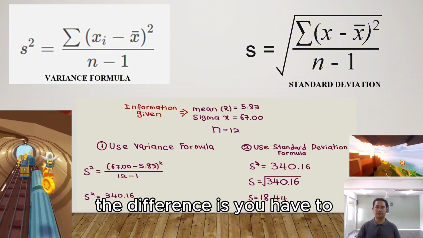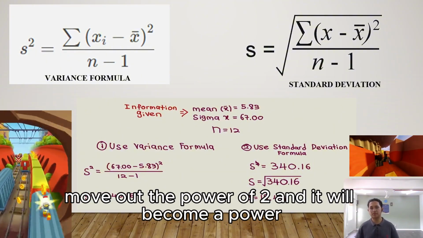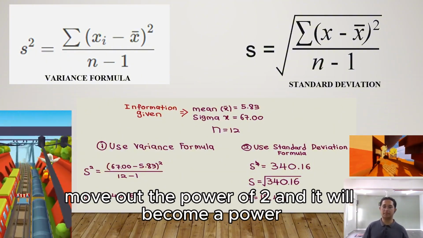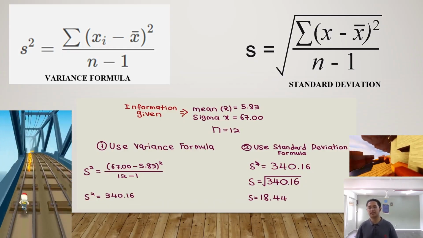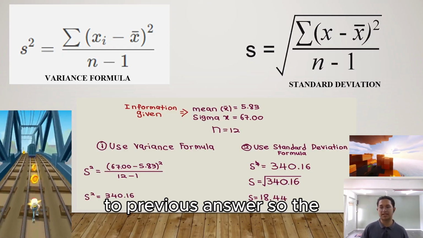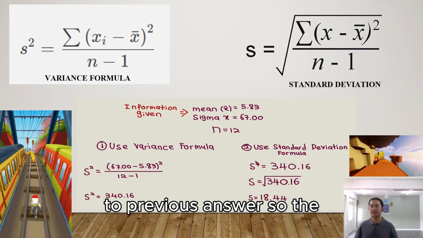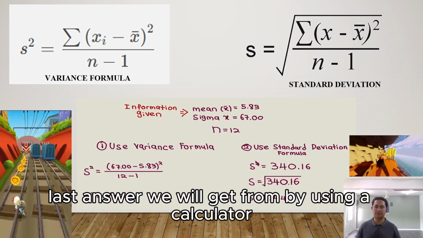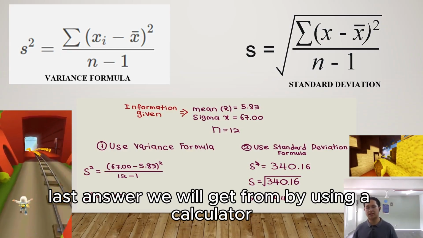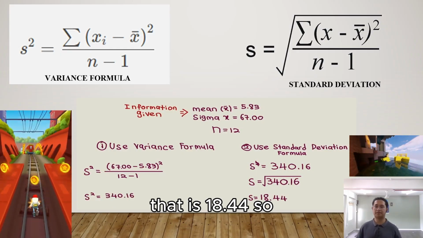The difference is you have to move out the power of 2 and it will become a power of a half to the previous answer. So the last answer we will get by using a calculator is 18.44.